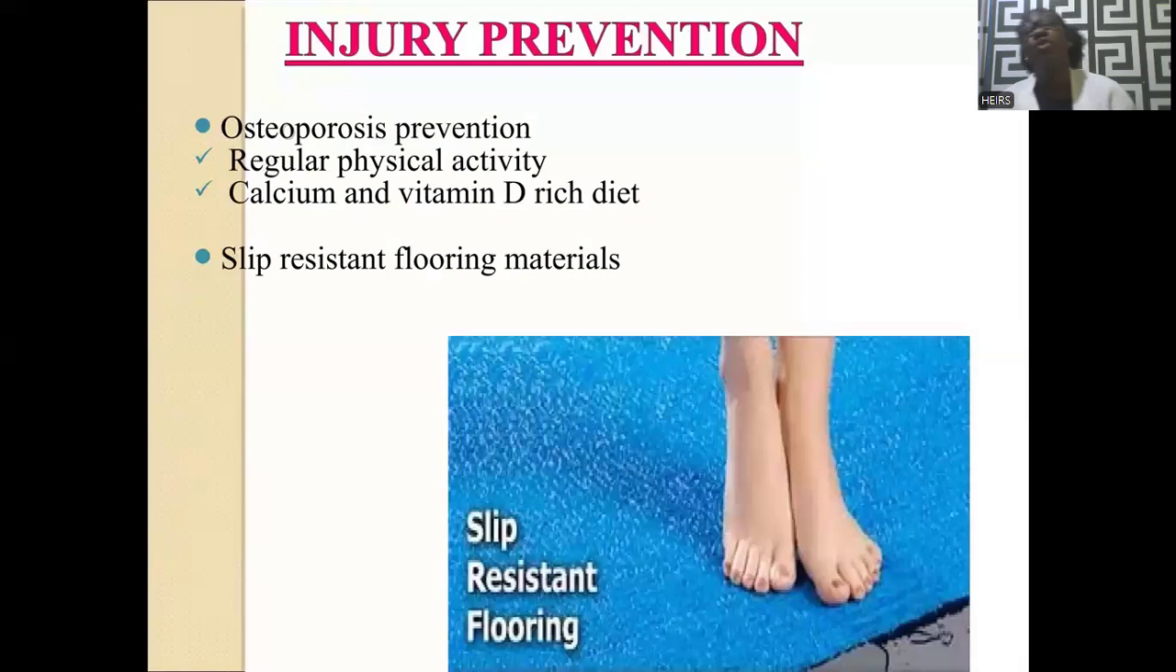Now, injury prevention in elderly people. First is to even prevent osteoporosis, and that would include regular physical activities. Then their diet should be rich in calcium and vitamin D. Then they could also go ahead to take the supplements of calcium and vitamin D. Then the floor of their house should be slip resistant, firm floors that elderly people cannot slip on easily. Then, of course, sensible shoes.